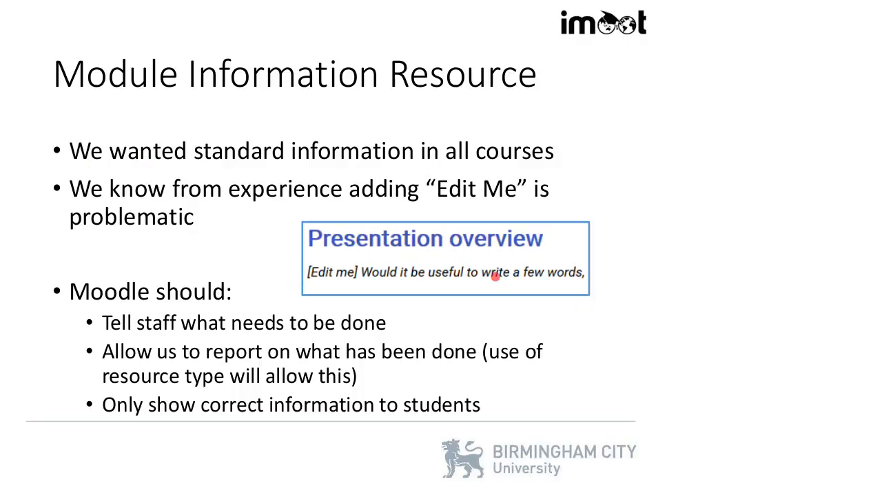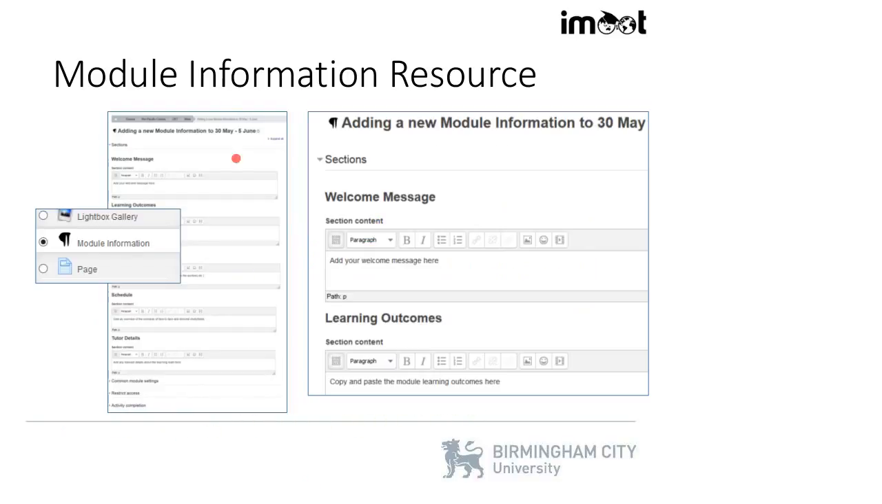And aside from this, we wanted standard information in all courses, as I've mentioned, and we know from experience that this kind of thing happens. Also, there's no process or workflow to that as such. You can't run a report on Moodle and say, has this text been replaced, or certainly not easily. And we think that Moodle should really tell staff what needs to be done, allow us to report on whether it's been done, and only show correct information to students. And so what we've built for this is a module information resource.